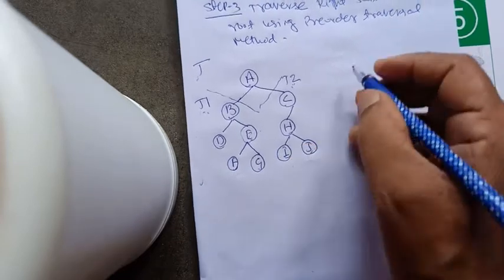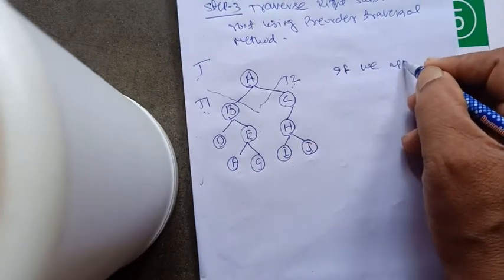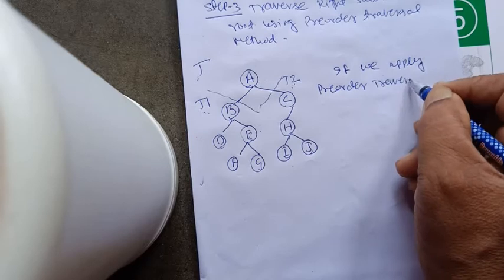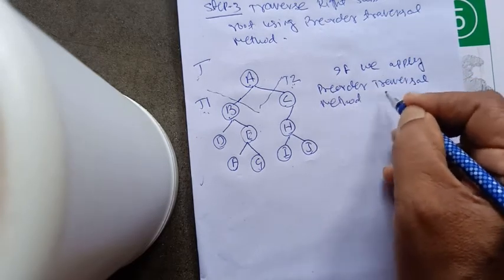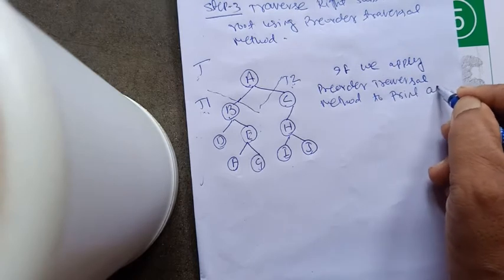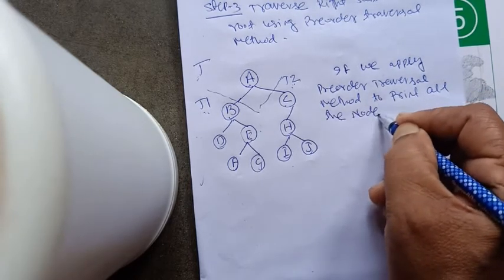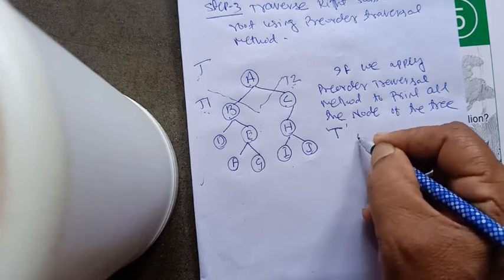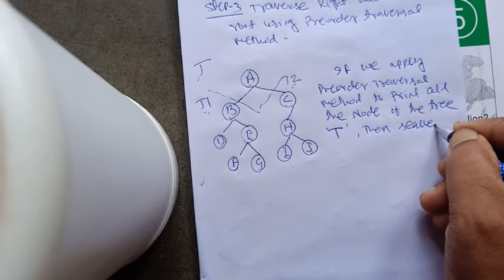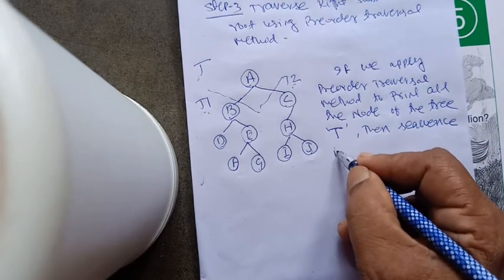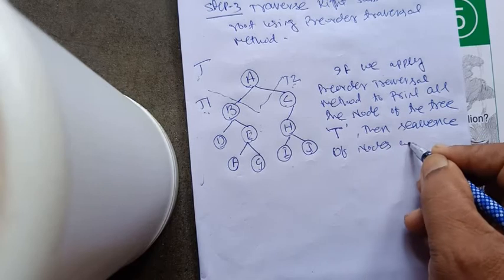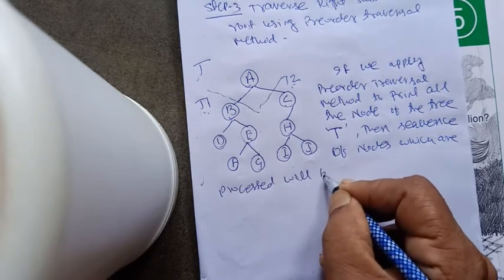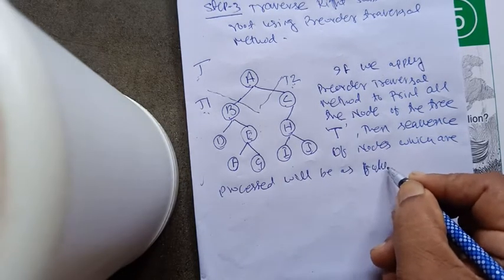So if we apply pre-order traversal method to print all the nodes of the tree T, then the sequence of nodes which are processed will be as follows. So what will be the output?